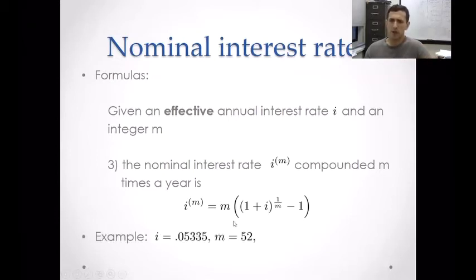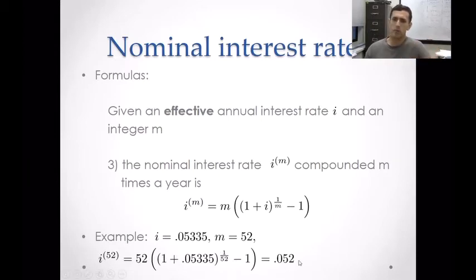So for example, let's take the previous example we did and just work backwards. Let's say instead we were given i was 0.05335, and let's say we were given m is 52. You would then plug into your formula, just plug and chug into a calculator, and out would come the nominal interest rate compounded weekly: 5.2%, or 0.052.